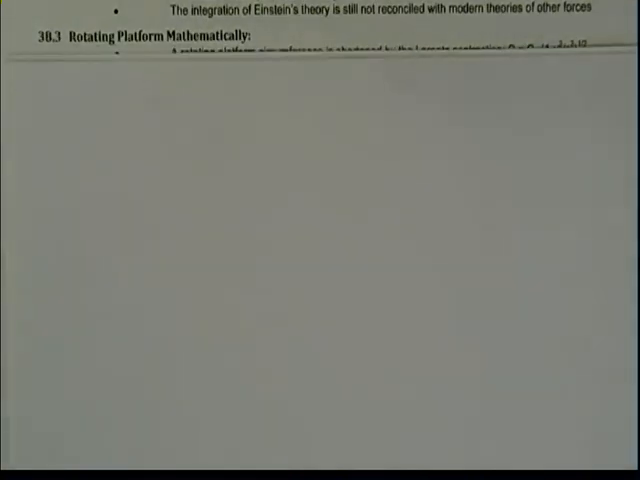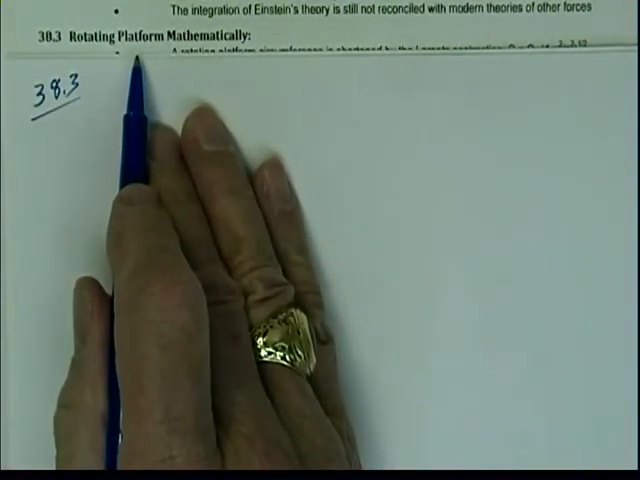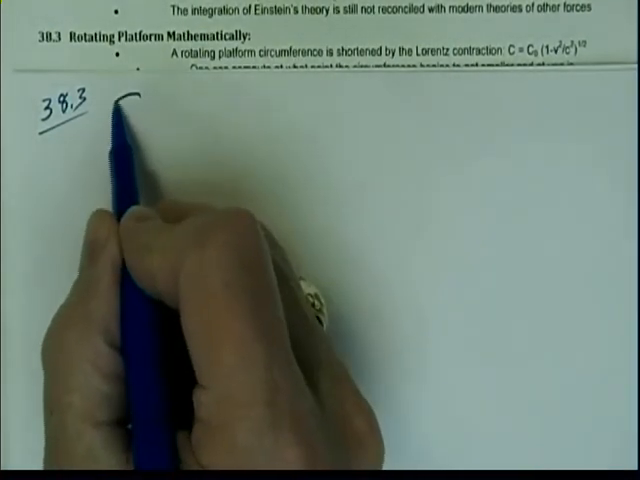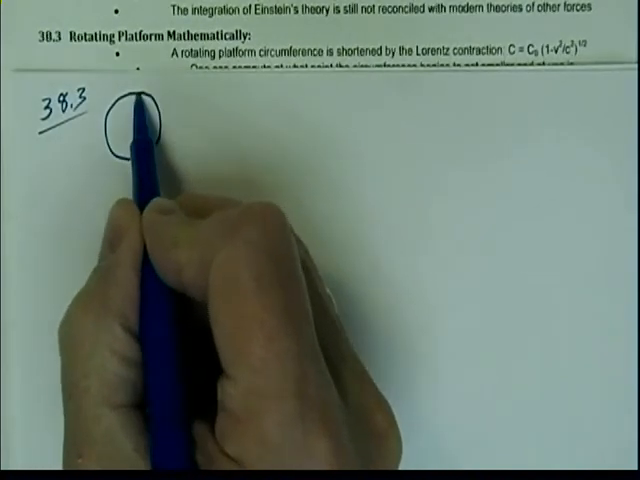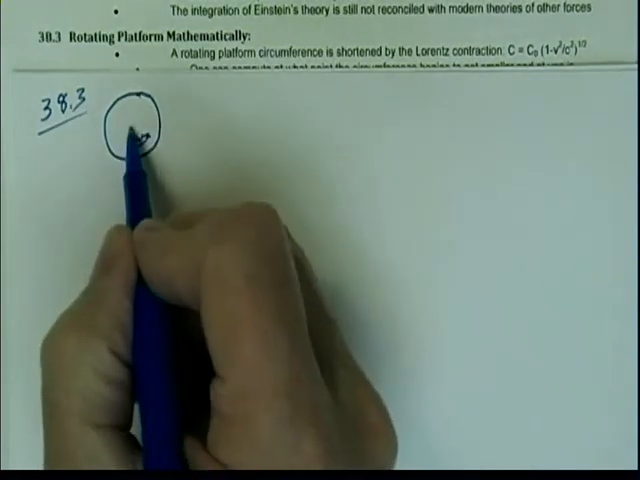The next section we want to look at is section 38.3, and this addresses a rotating platform mathematically. How we can think of this rotating platform, which is actually going to be an accelerated frame. So what we're going to do is take a merry-go-round, a huge platform, and let it go around at some angular velocity omega.